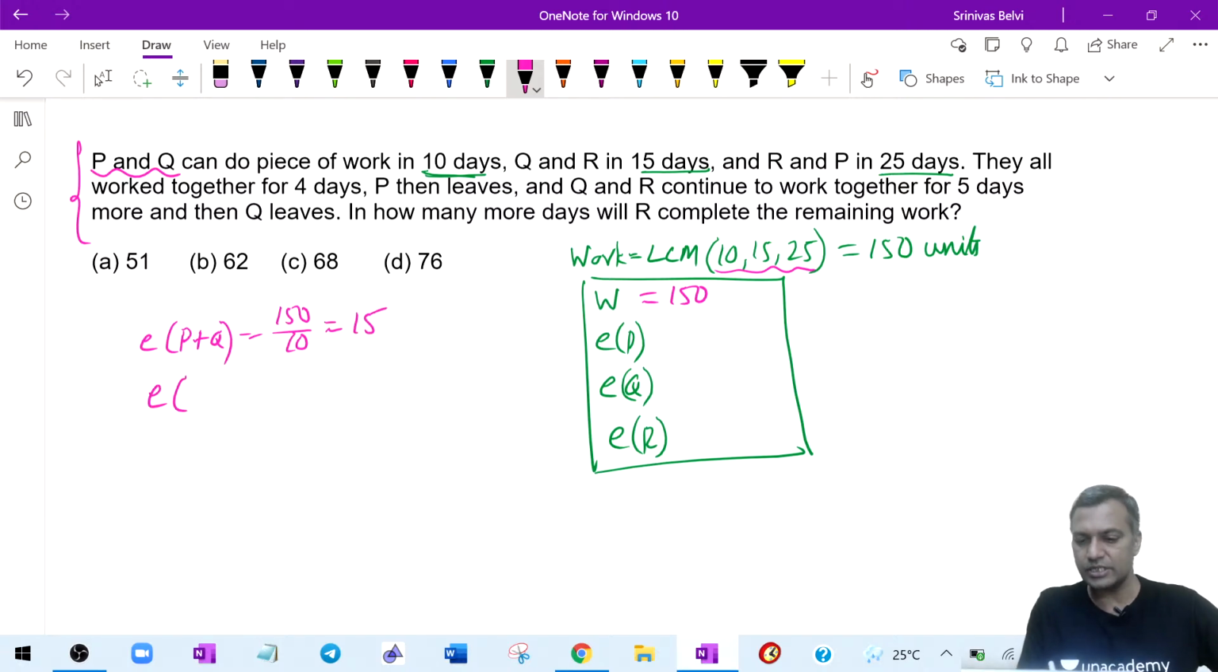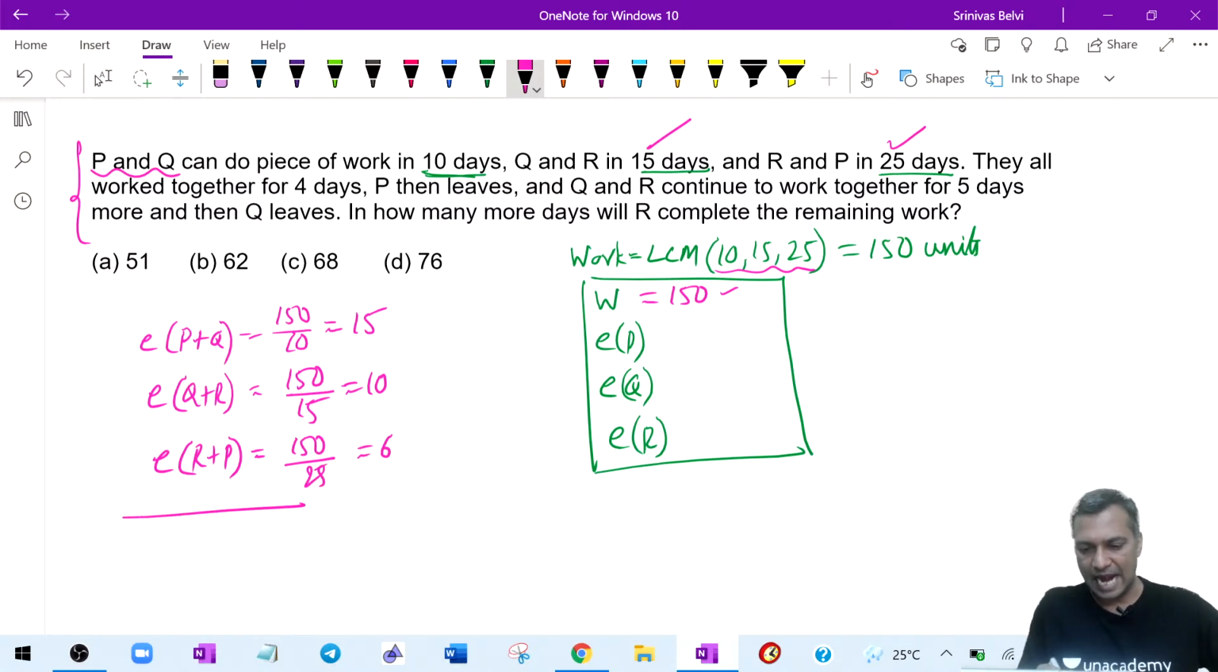The efficiency of Q plus R is 150 units, because you fix the work first and then divide it by the second datum, 15, which gives 10 units per day. The efficiency of R plus P is 150 divided by 25, which becomes 6. Fair enough. Let me add these three equations.